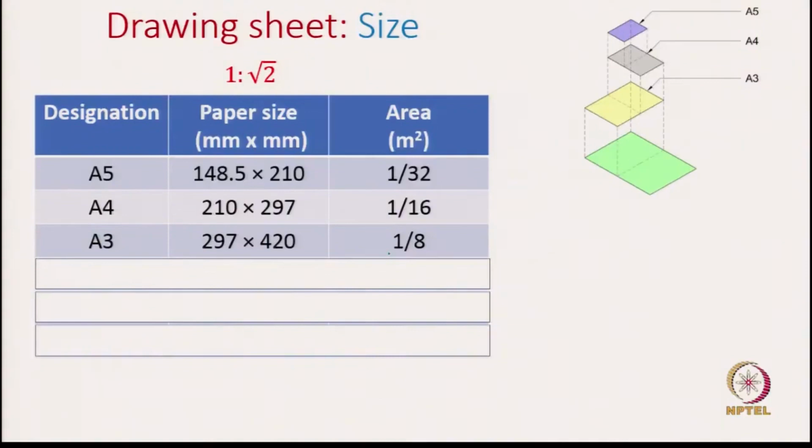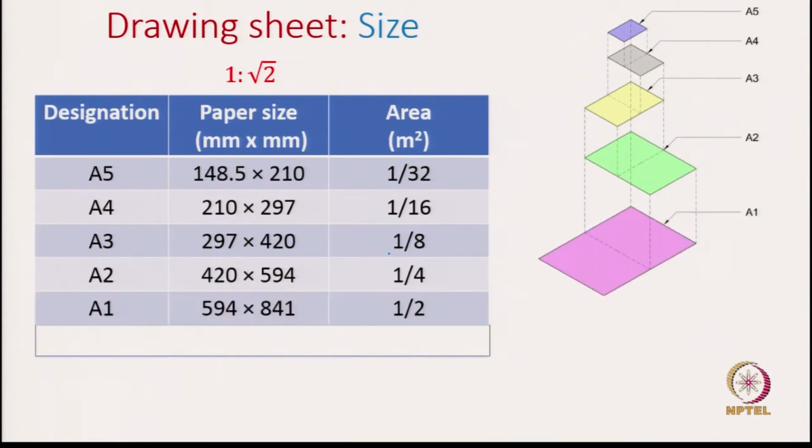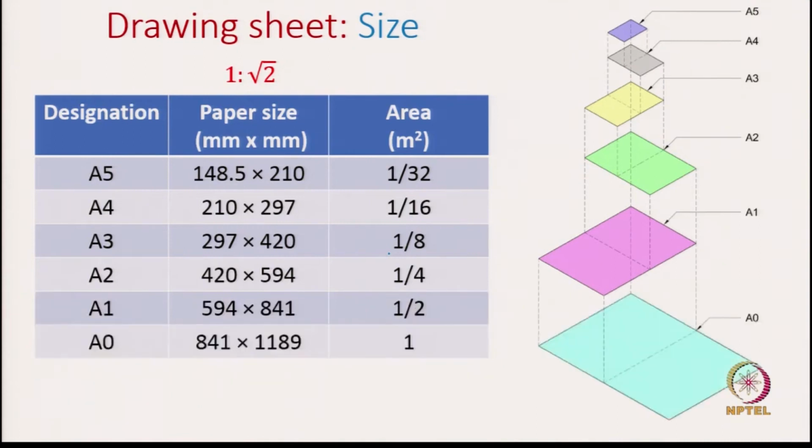Now let us look at A2. This green one shows A2, which is double that of A3, and so on. A1 is double of A2, and A0 is again double of A1. As you can see, A0 is the drawing sheet which has the area of 1 meter square, and as you go smaller it becomes 1/2, 1/4 and so on.